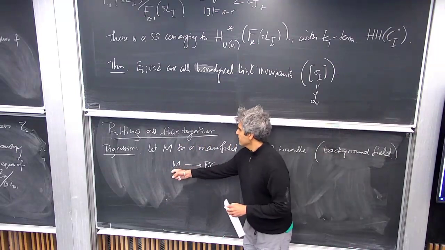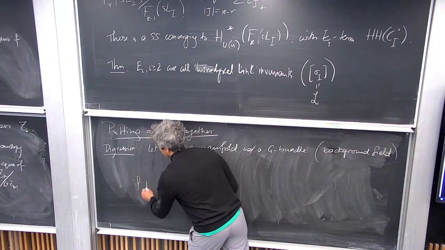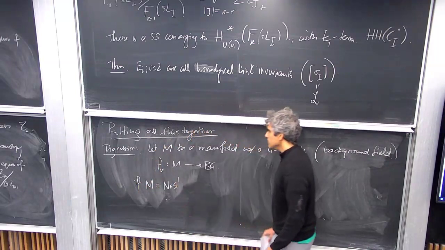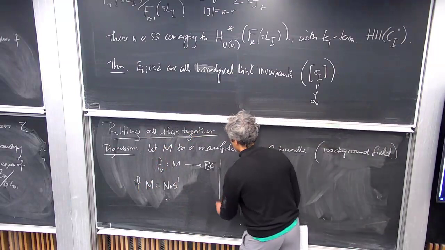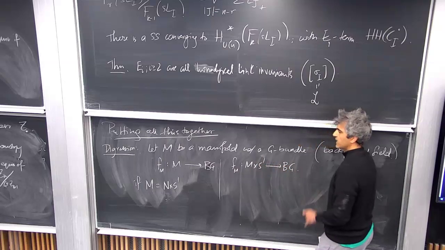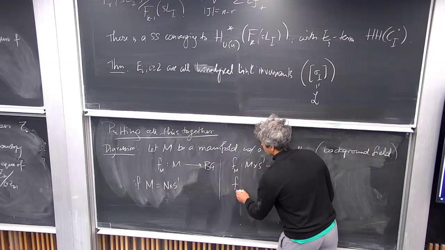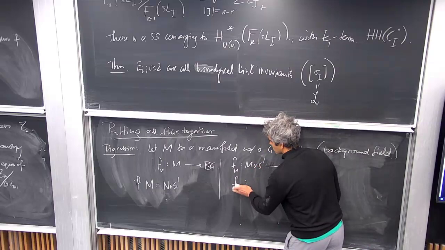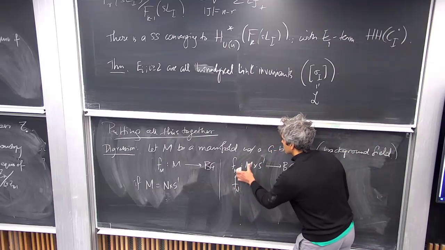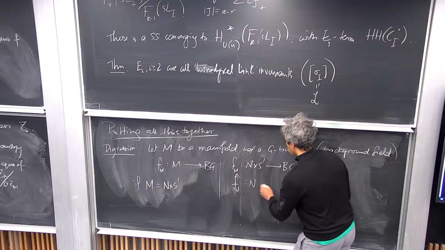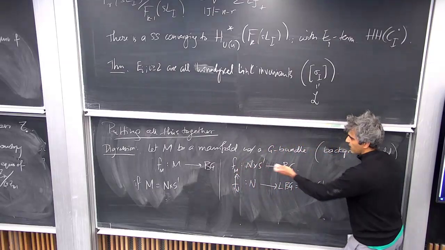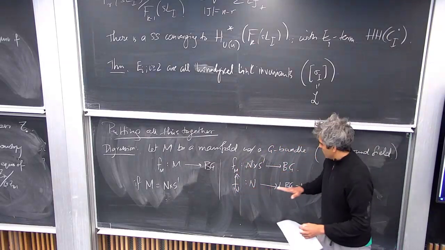Now, if M had the structure of a product, if M was N times S1, so let's call this map F of M, then you have F of M going from M cross S1 into BG. I can always adjoint this map over. So I get F hat of N. It goes from N to LBG, right? So this is just maps from S1 into BG. Just adjointing this over, I get a map from N to the loop space of BG.